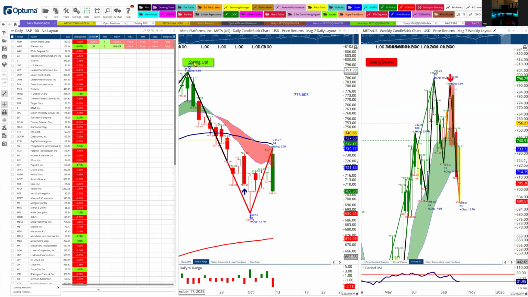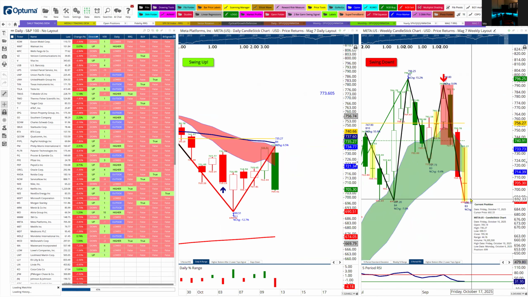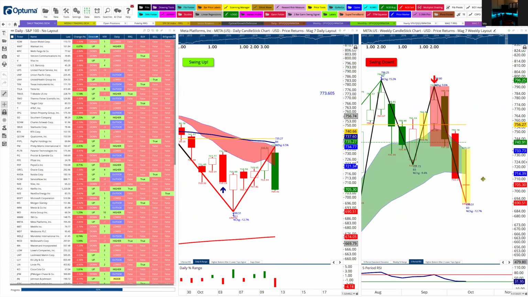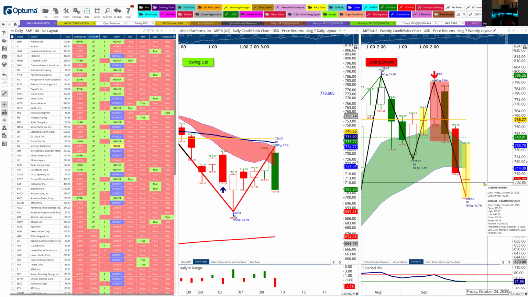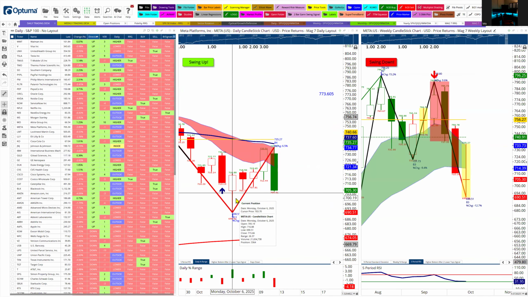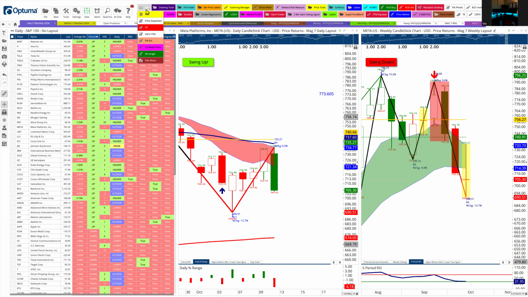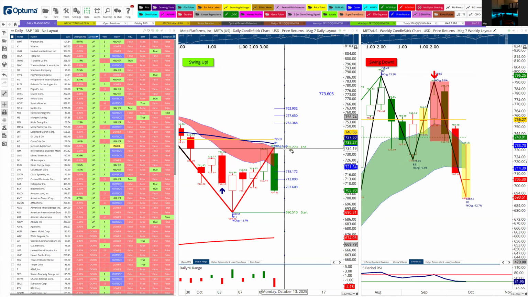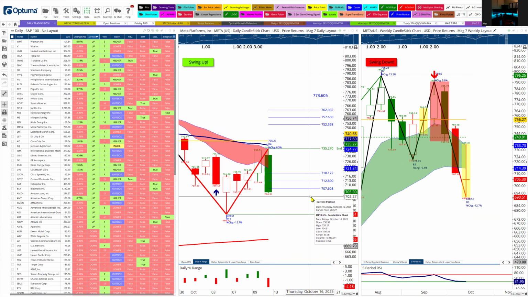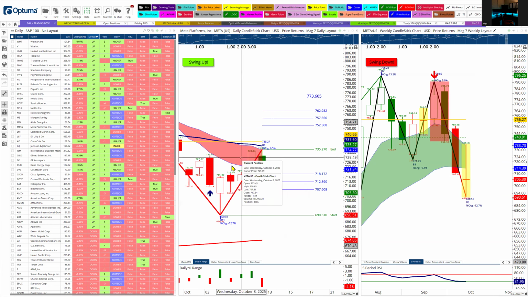Meta ended the week with a doji candle. So we have this. I hope it stays right here in this zone.